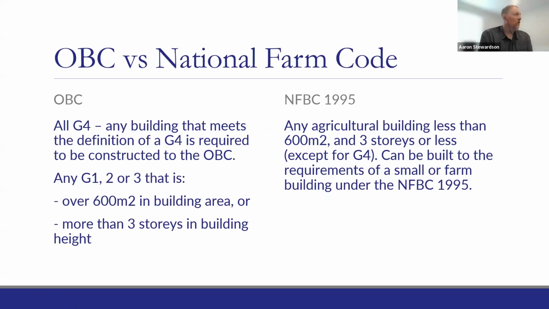Okay, so all G4s, so anything that has a grain bin, feed mill, grain elevator, those types of situations are always going to fall under the Ontario Building Code. So those are going to require your larger structural requirements, your seismic requirements, and your higher snow loads, right? Because you're automatically under the Ontario Building Code now. So any building that could be a G1, G2, or G3 that's under 600 meters squared could still be under the Farm Building Code, which doesn't affect any changes to anybody at this point.